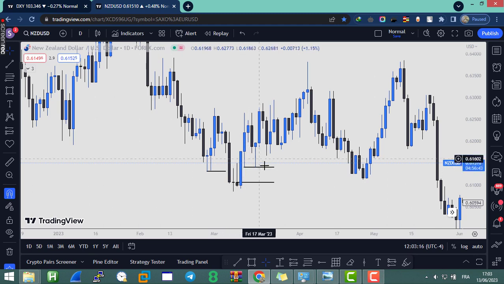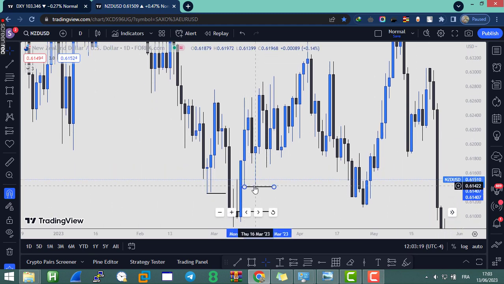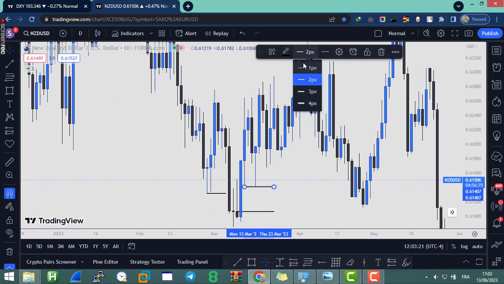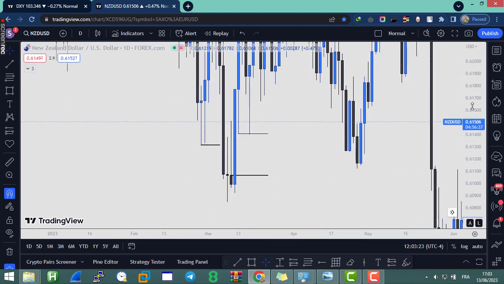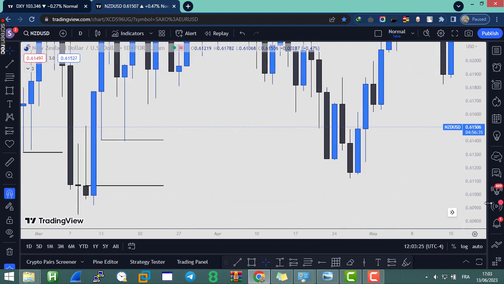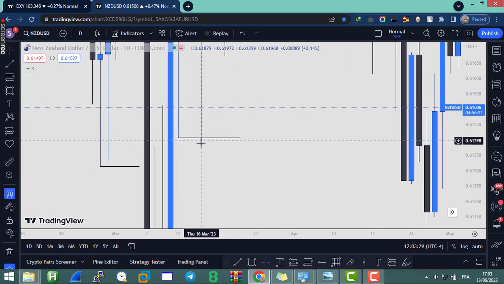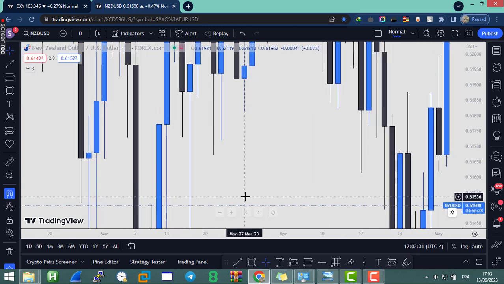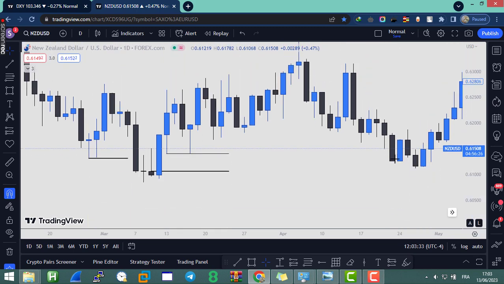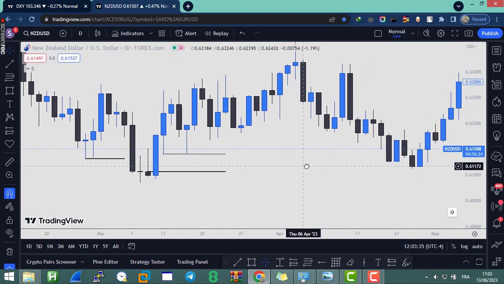So if you can see here, this candle right here tapped into this balance price range and continued higher. All right, so this is a valid balance price range. This is not just random.